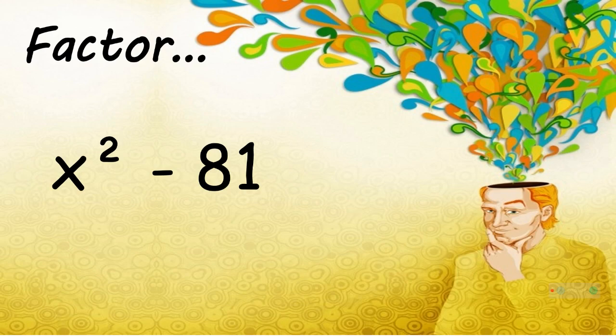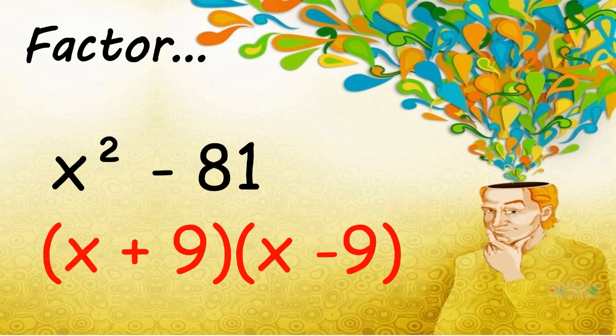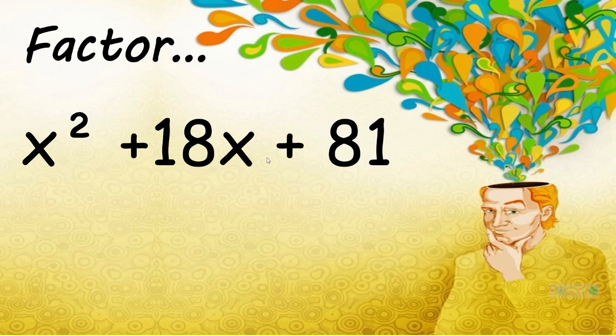Okay, so let's have your answer. So yes, your factors here will be x plus 9 times x minus 9. Okay, for our next example, let us have x squared plus 18x plus 81. What do you think is the factoring technique that you are going to use here? Yes, you have here a trinomial. So yes, you can use here quadratic trinomial or PST because it is a trinomial.